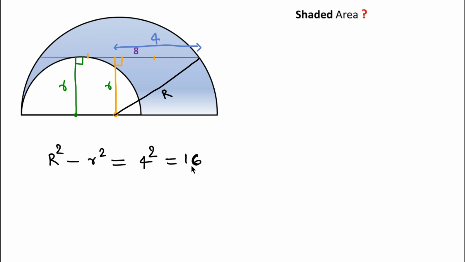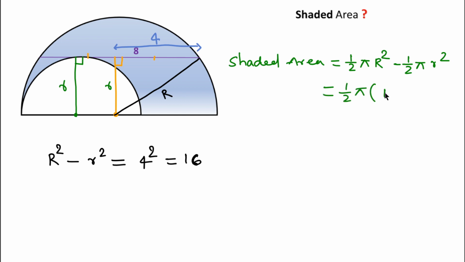Now we can find the shaded area equal to this bigger semicircle area, that is 1 by 2 pi capital R square, minus this smaller semicircle area, that is 1 by 2 pi small r square. If we take 1 by 2 pi common, then we can write capital R square minus small r square, and this value we have just calculated as 16, so we can write here 16. This means 8, so 8 pi will be the required answer for this question.